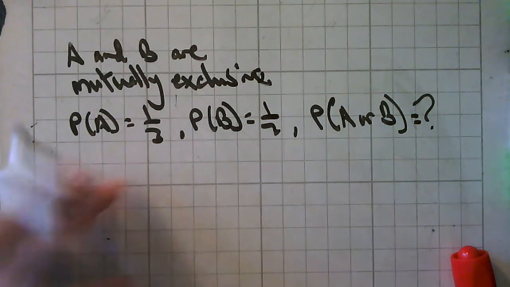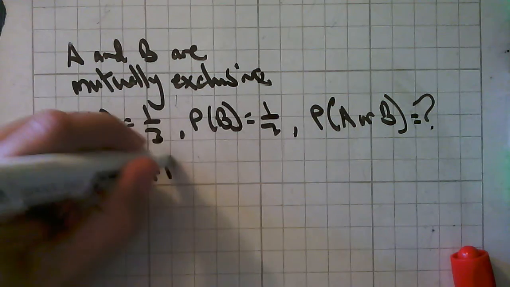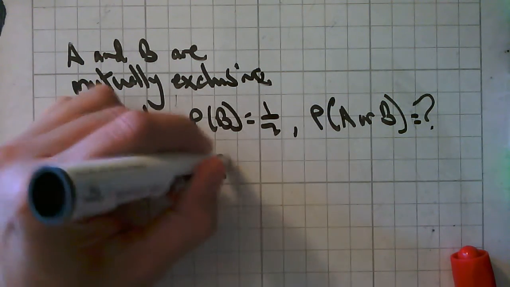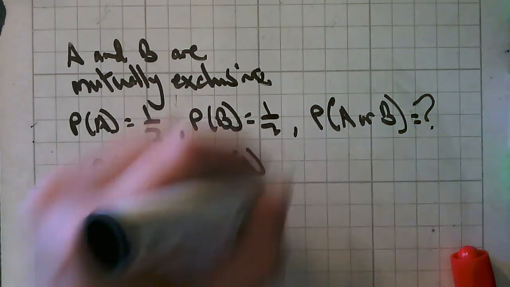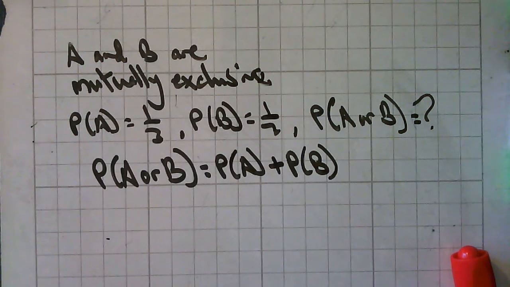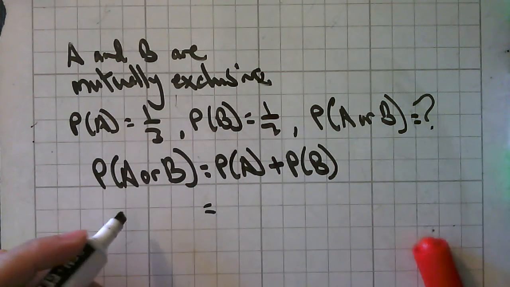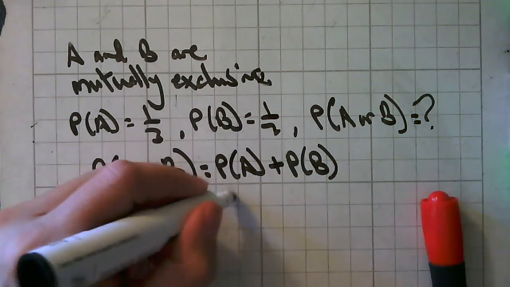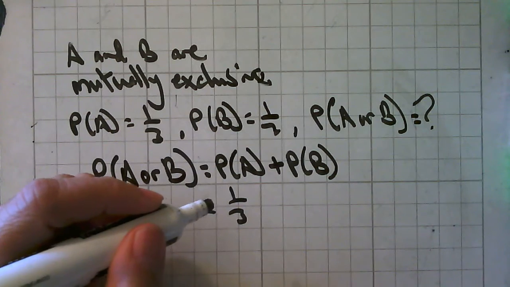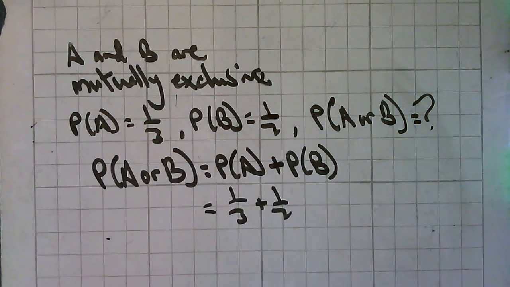So in the first case, here's your formula: P(A or B) equals P(A), and I told you we're going to be adding, plus P(B). So we're just going to plug in our numbers. We're trying to find this one, so I'll leave that one blank. P(A) is 1/3 and P(B) is 1/2. So we have to do 1/3 plus 1/2.